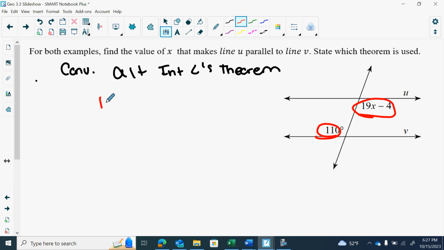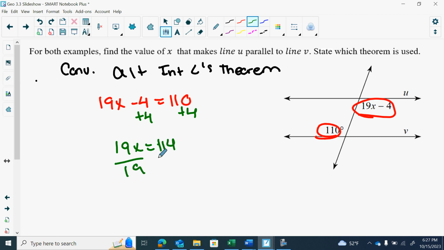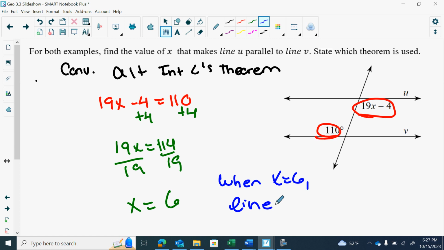So that would mean 19x minus 4 would have to equal 110. Let's go ahead and solve that algebraic equation. We'll add 4 to both sides. 19x equals 114. Then we divide both sides by 19, and that's going to give us x equals 6. So the statement you would need to write is, when x is equal to 6, line U is parallel to line V.